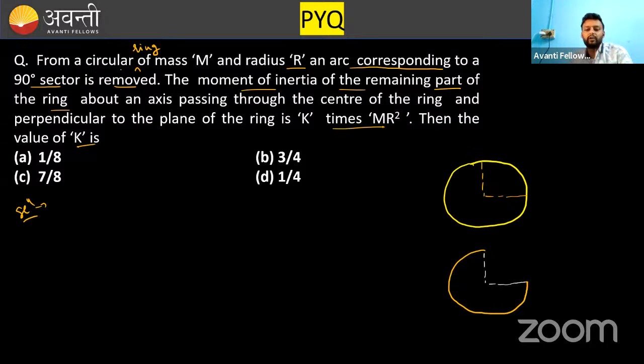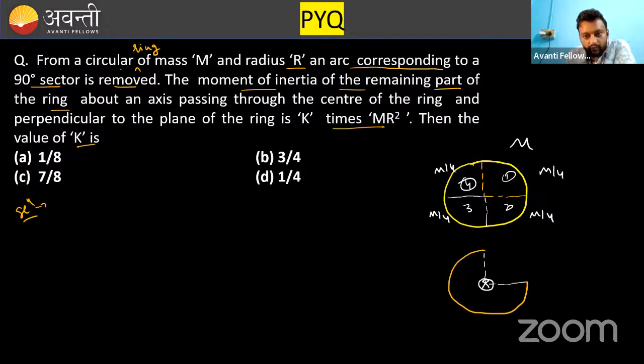And you want to calculate the moment of inertia of this remaining part about the axis passing through the center and perpendicular to the plane of the ring. That is clear. Now, this whole ring has a mass m. You can see that this ring can be divided in 4 such parts: 1, 2, 3, and 4. And each part will have a mass of m by 4.